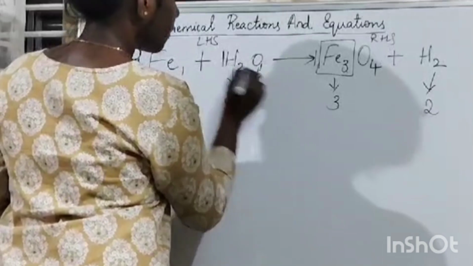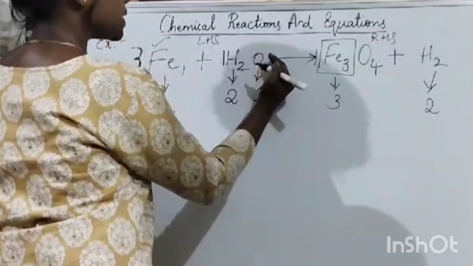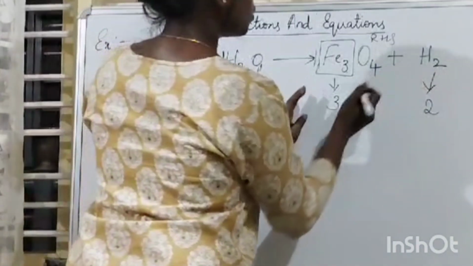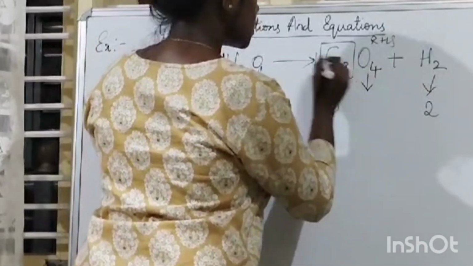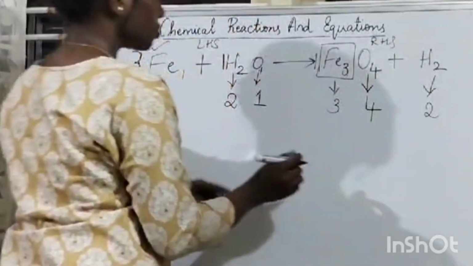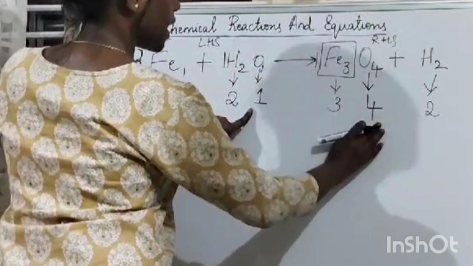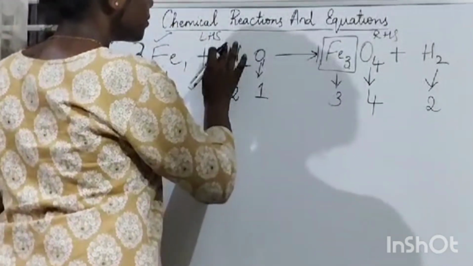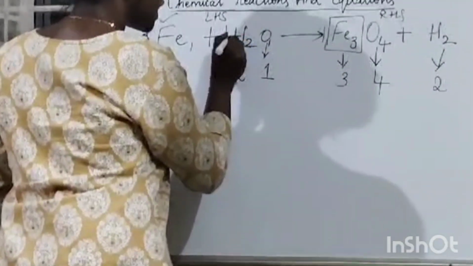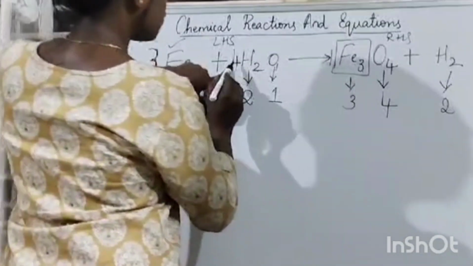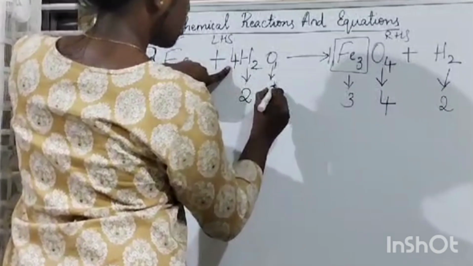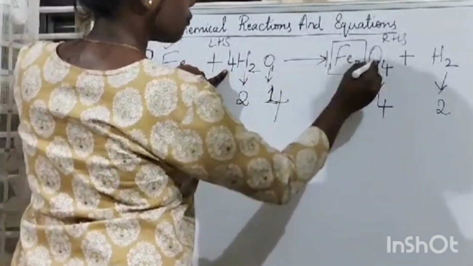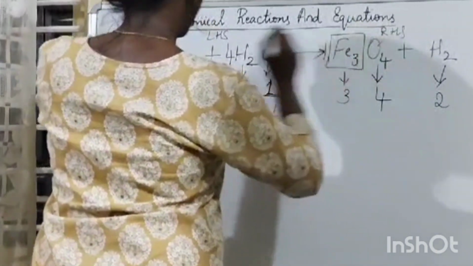Oxygen is only 1 towards our LHS part. When we look at the RHS part, oxygen is 4. So now oxygen is not balanced. We are supposed to make this oxygen 4. So that is why we will write here 4. So now 4 ones is 4. So oxygen became 4. Oxygen got balanced now.